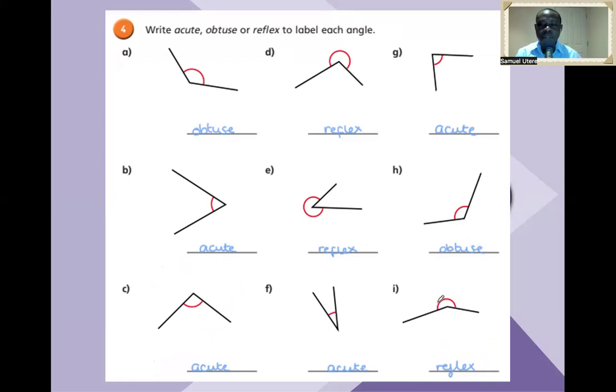Look at the angle that is marked here. Can you see? That has to be reflex. Why? It is greater than 180 degrees, but less than 360 degrees. How do we know? If we were to continue this straight line, we'd see that that's 180 degrees, but the angle goes way past that. So that has to be reflex. And that's acute, acute, acute, reflex, and then obtuse.